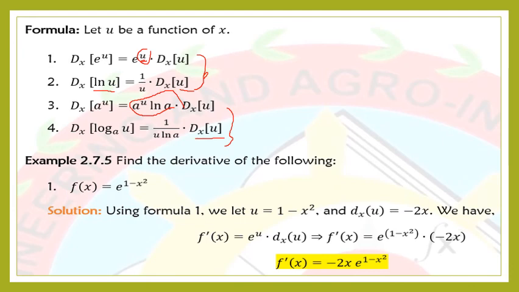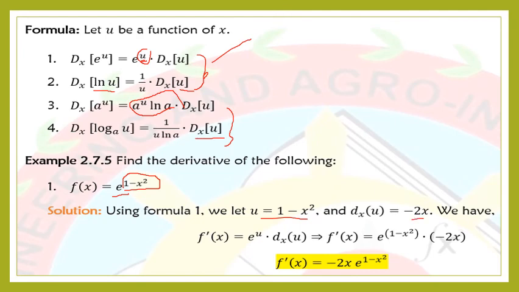For example, find the derivative of the following. f of x is equal to e to the power of 1 minus x squared. So, using the formula 1, kasi exponential function nga. So, ibig sabihin, ang gagamitin natin is the formula 1. We let u as 1 minus x squared. Kasi diba yung u natin dito sa formula 1 natin is nasa exponent siya. So, kung ano yung nasa exponent ng e, is yun yung ilalagay natin na u. And then, ang derivative ni 1 minus x squared is negative 2x because derivative of 1 is 0. The derivative of negative x squared is negative 2x.